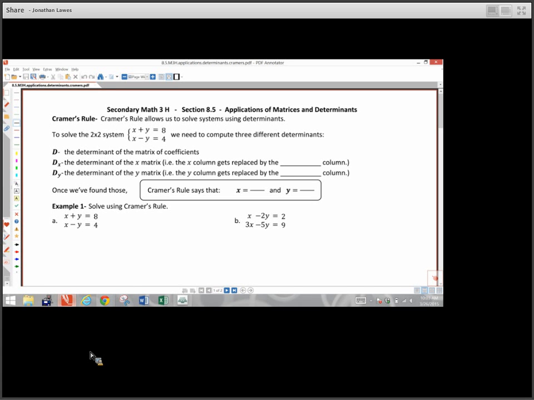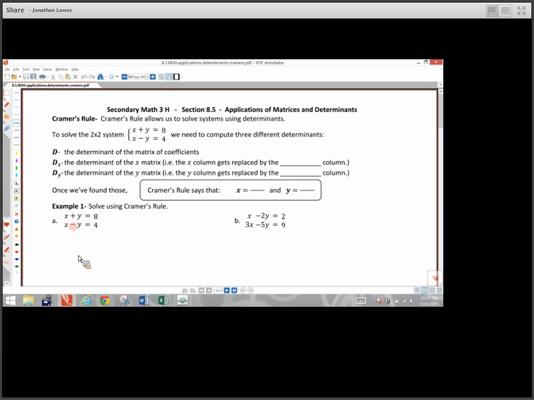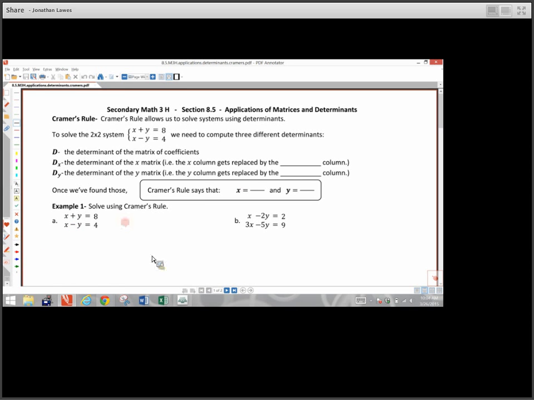But we're going to talk about how to find the answer a different way, and it's using determinants, something called Cramer's rule. Okay, so here's what we need to do. In order to solve a 2x2 system using Cramer's rule, we've got to compute 3 different 2x2 determinants. We use this big capital D, and that stands for the determinant of the matrix of coefficients. It's going to be just the coefficients. So if I look at this one right here, D is going to be 1, 1, 1, negative 1. That's what D would be.